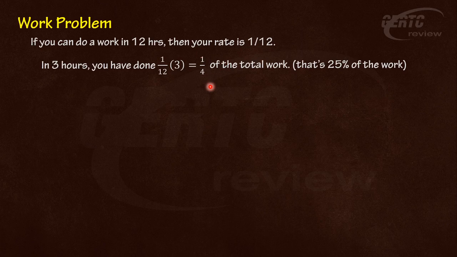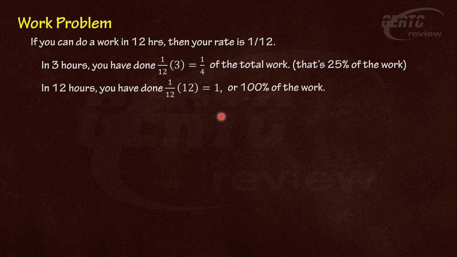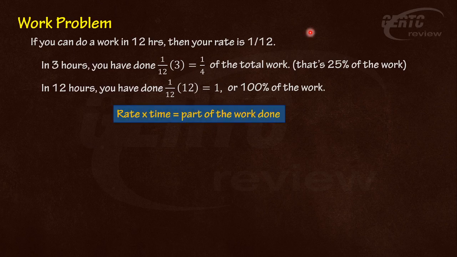Okay? So, in other words, in 12 hours, what have you done? So, 1 over 12 times 12, that will be 1. Ano ba yung 1 na yan? That's one complete job. That's the principle. Okay? Or 100% of the work. Alright. Now, so therefore, the formula is, and I hope you now understand this, your rate, which is the reciprocal of the time to finish, rate times time equals the part of the work done. Kaya pag sinabi mong to finish the job, then the right side must be 1. Ang ibig sabihin ng 1 na yan is one complete job.